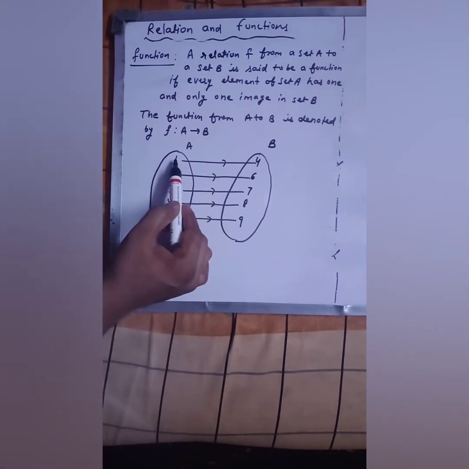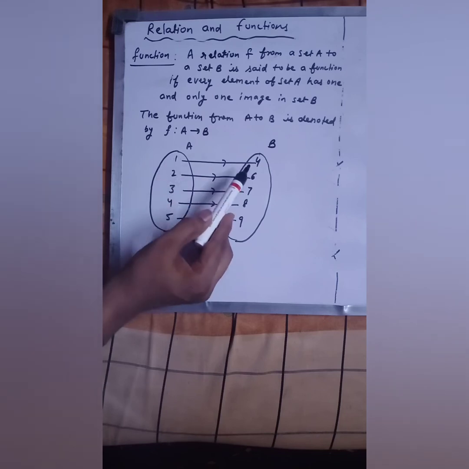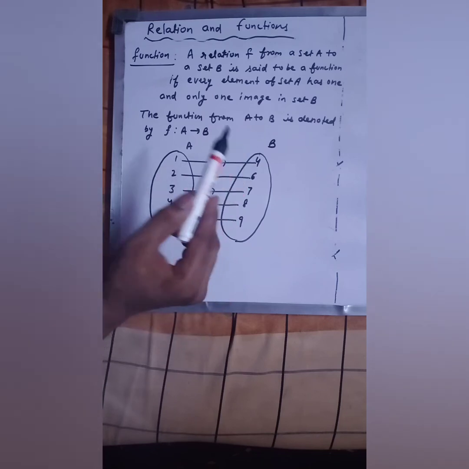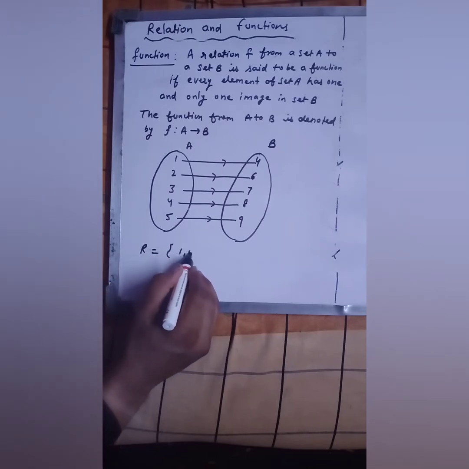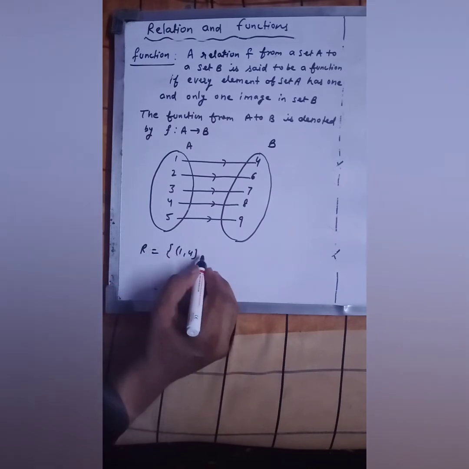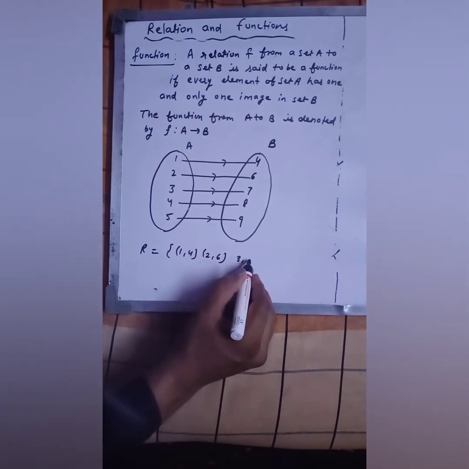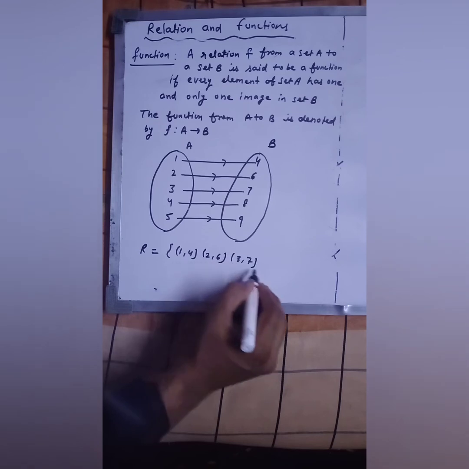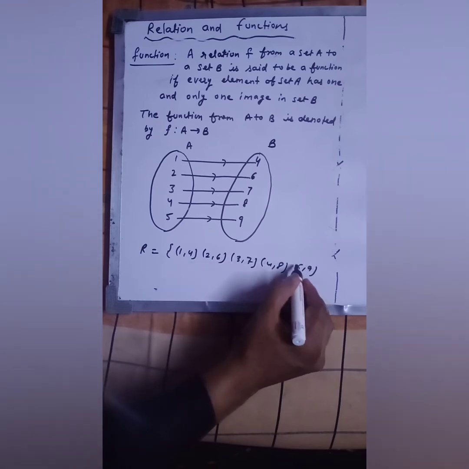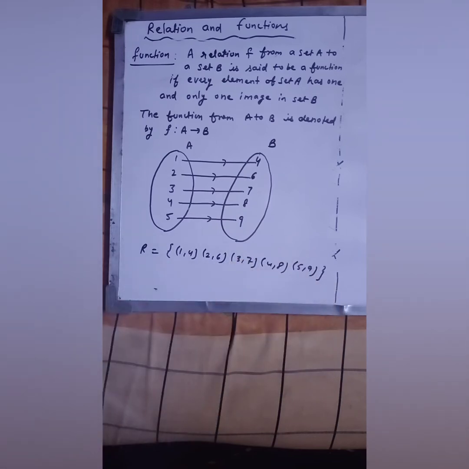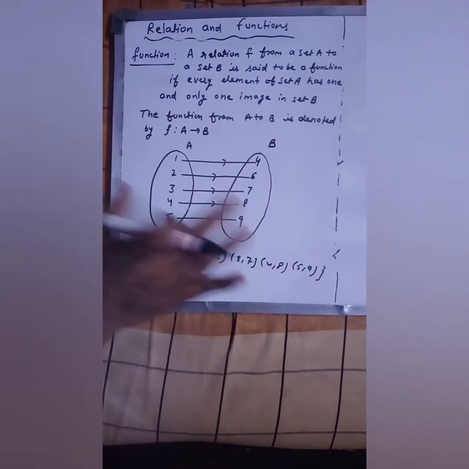And here is a relation. The relation is 1 comma 4. 1 belongs to 4, so the relation will be 1 comma 4. Second relation is 2 comma 6. Third is 3 comma 7, your fourth relation is 4 comma 8, and the last one is 5 comma 9. So this is your relation of this diagram.